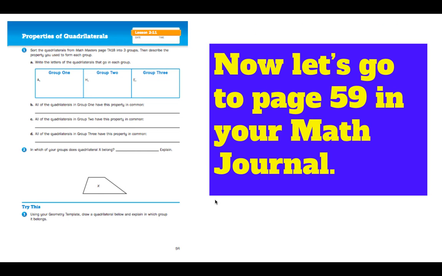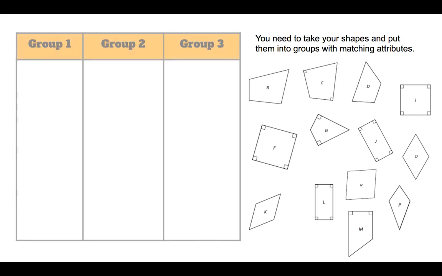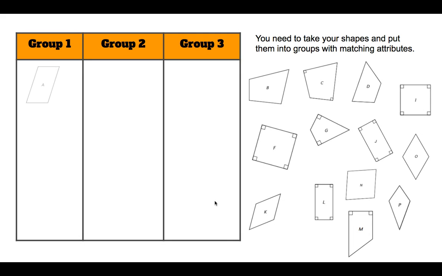All right, so now what I want you to do is go to Math Journal page 59. Again, you're going to need to take your shapes and put them into matching attributes. So again, we're doing this again, but this time I'm going to start you off. Look at shape A, that goes in group 1. Shape H goes in group 2, and shape E goes in group 3. Again, I'm going to start placing these shapes according to their attributes, and I'm going to see if you can figure out what the attribute is.